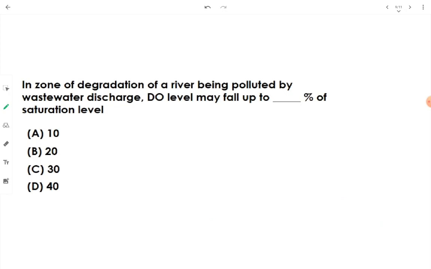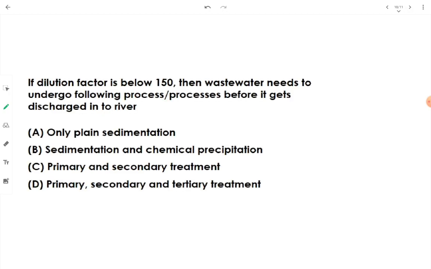In the zone of degradation of a river being polluted by wastewater discharge, DO level may fall up to 40% of saturation level. Remember, 40%. It's a memory question, just remember it. Then, if the dilution factor is below 150, what process or processes must the wastewater undergo before it is discharged into the river? When the dilution factor is less than 150, the wastewater has to go through primary as well as secondary treatment, almost all the normal treatment carried out at a sewage treatment plant, except tertiary treatment.